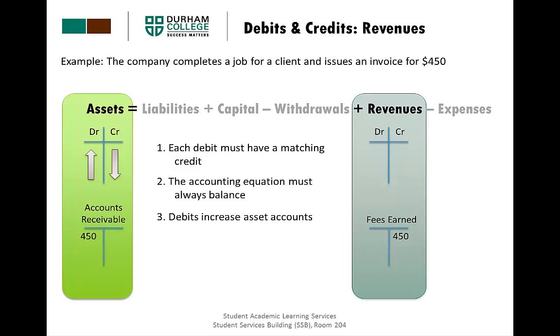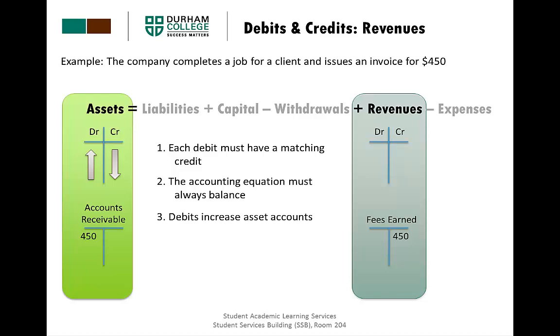Rule 2 states that the equation must always be in balance. We know that the left side of the equation increased because of the debit. The only way for the equation to balance is for the right side to also increase. Note that there is a plus sign in front of the revenues account type.